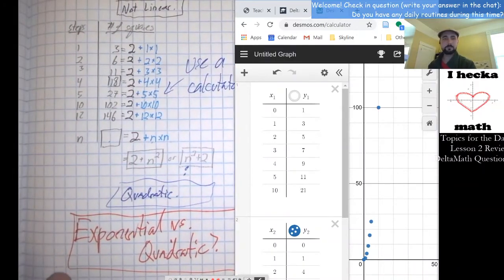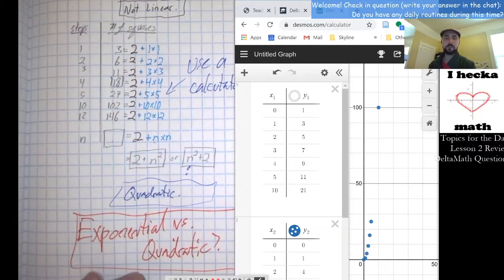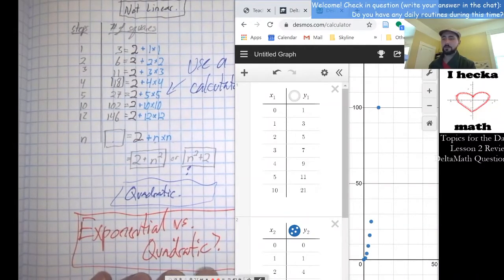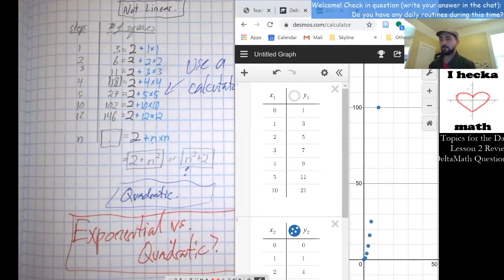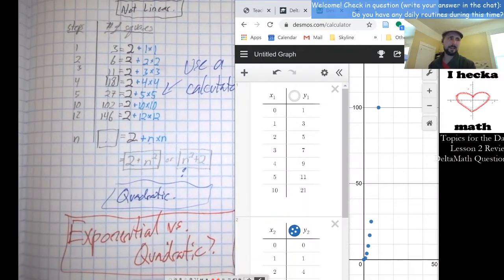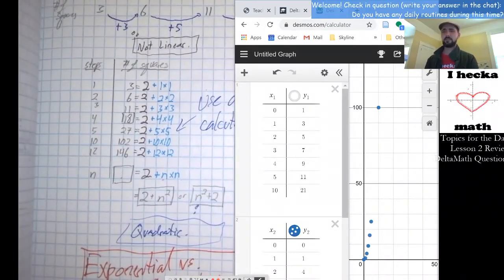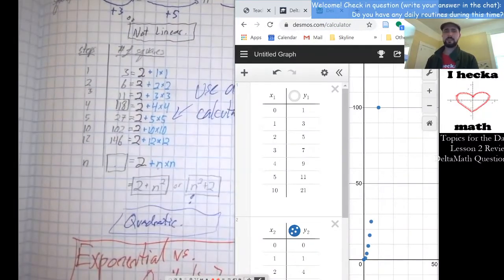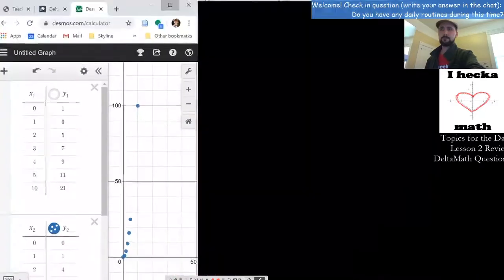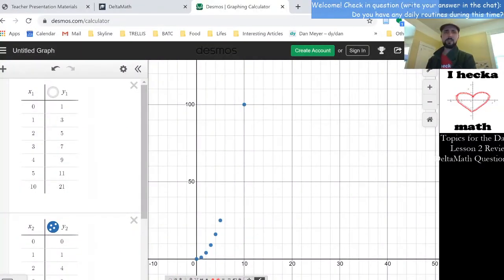Let's see. Okay, so there's this last question here that says exponential versus quadratic. And I think since we have the power of Desmos, it might be worth it to actually just show you guys some Desmos things, just so you get a chance to see what they mean when they ask you to compare these things. So here we go.